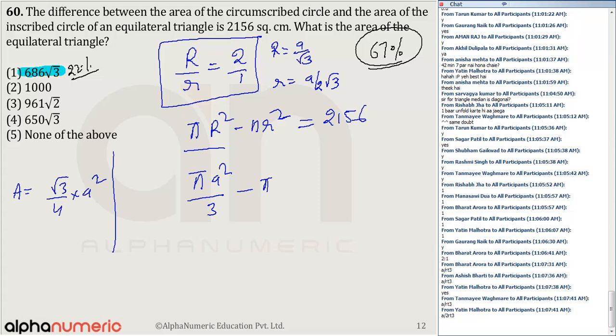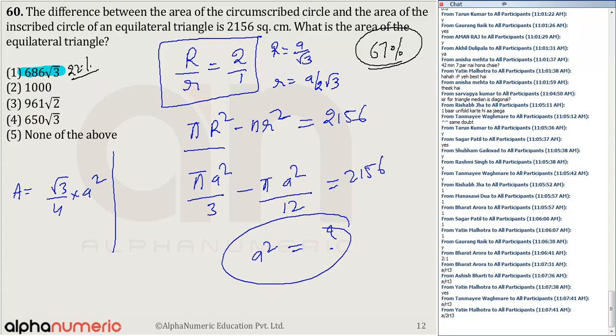So I'll get a square by 2 square is 4. 4 3s are 12. Is equal to 2156. Calculate the value of a square from here. Jo bhi values aayegi a square ki, substitute it here and you'll get the answer, which is option number 1, 666√3. So is that clear to all of you?